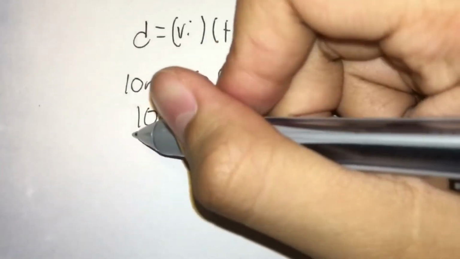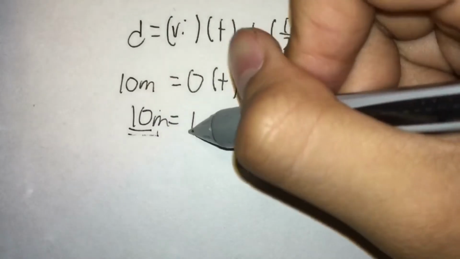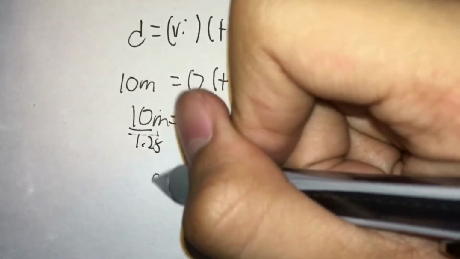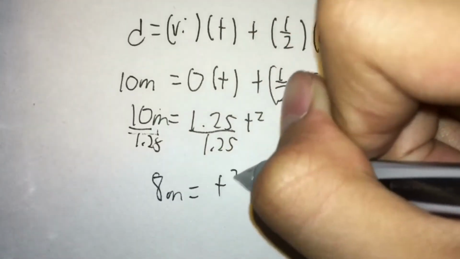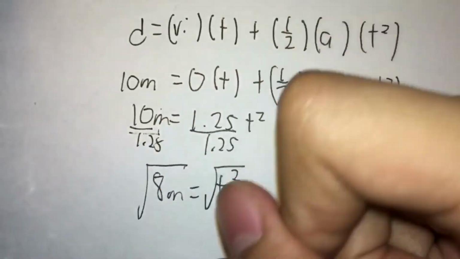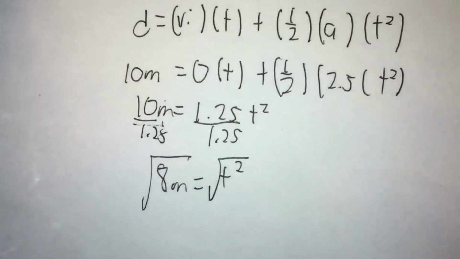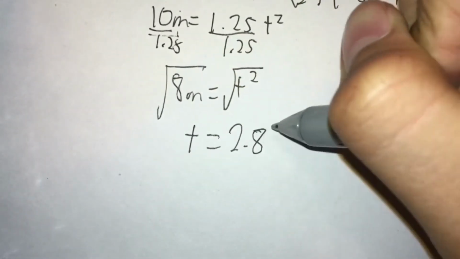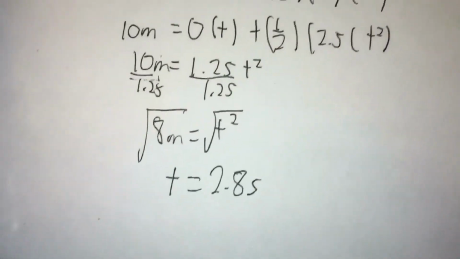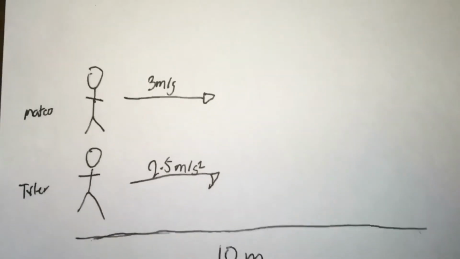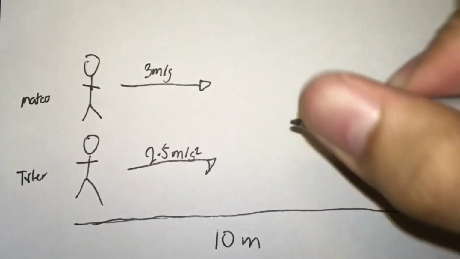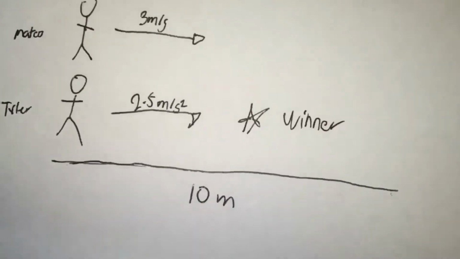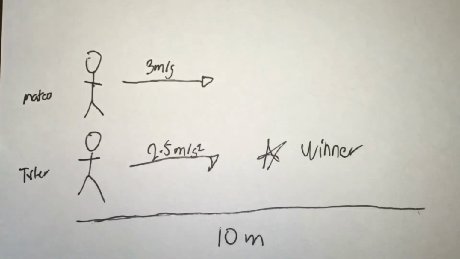To solve for Tyler's time, we already substituted the values. Now it's just time to simplify. 10 meters divided by 1.25 is equal to 8 seconds squared. Now we have to take the square root to remove the square, and we get the square root of 8, which becomes 2.8 seconds. Therefore, we can conclude that Tyler would be the winner because Mateo took 3.3 seconds and Tyler would have taken just 2.8 seconds over a 10-meter stretch.